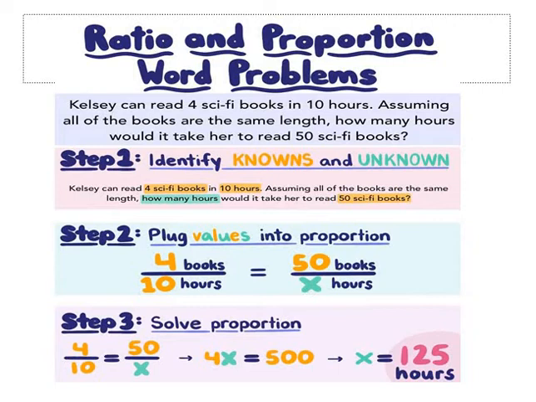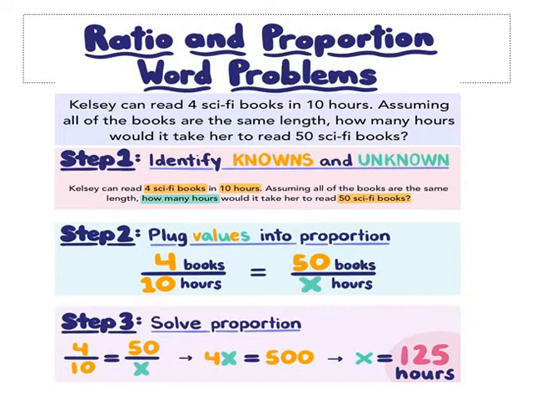Now, in step 1, I have to identify the knowns, the values which I have, and the unknown, the variable that I have to find out. Here I want to find out the time: how many hours will she need to finish the 50 books. In step 2, look at how we plug values into a proportion. She's reading 4 books in 10 hours, and the rate is the same, so it equals 50 books.